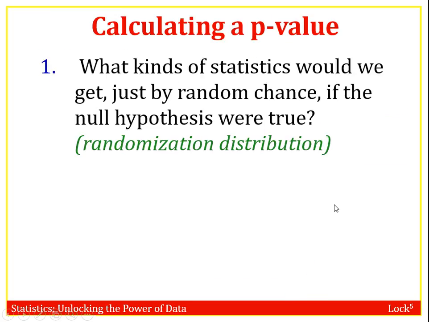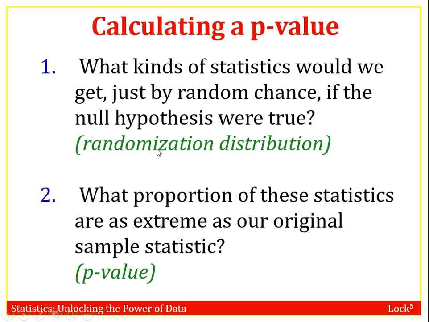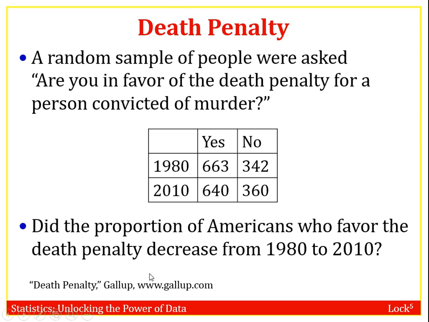So what kind of statistics would we get out of random chance, assuming it's true? That's our randomization distribution. Getting something as extreme or more extreme than our sample statistic is our p-value. Typically, when you're looking at StatKey or a bell-shaped curve, it's going to be what's in one of the tails, the other tail, or both tails. So let's consider this one here where we're looking at the death penalty. So read through this.